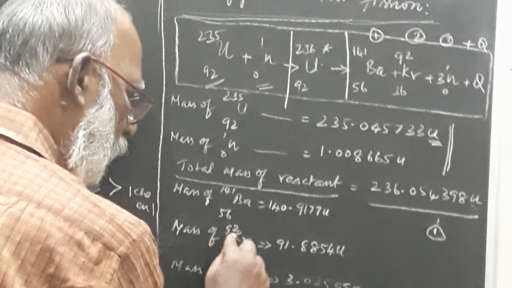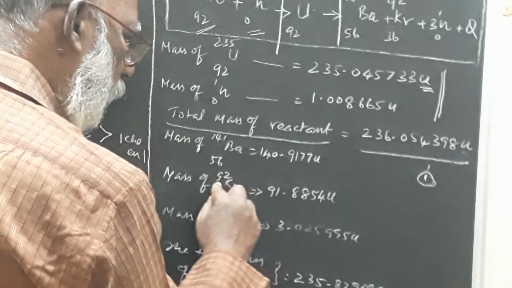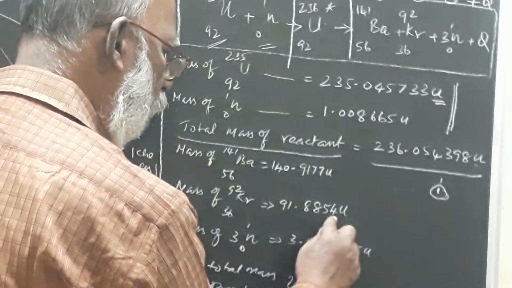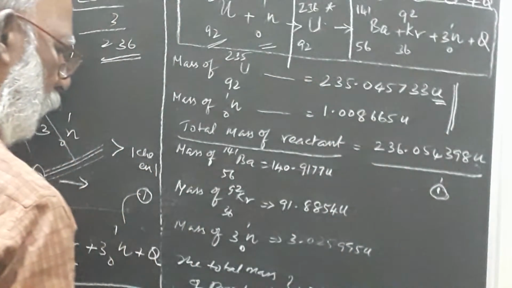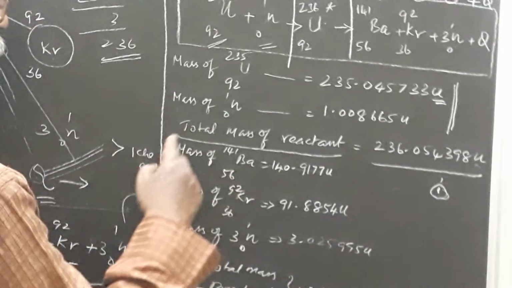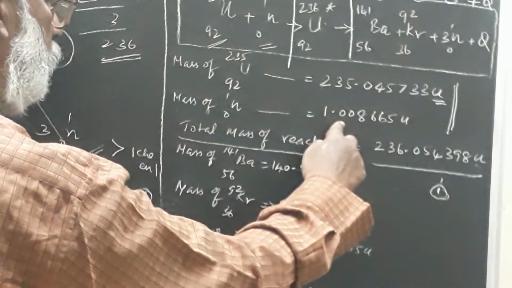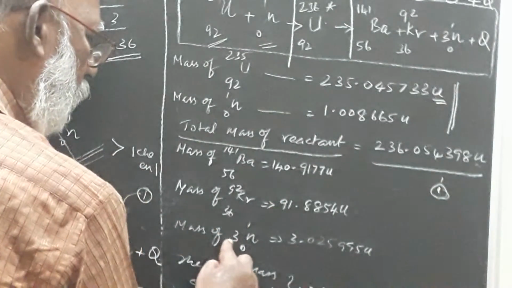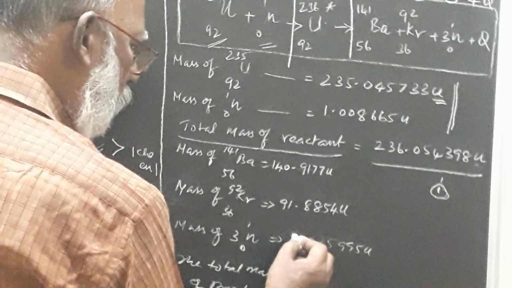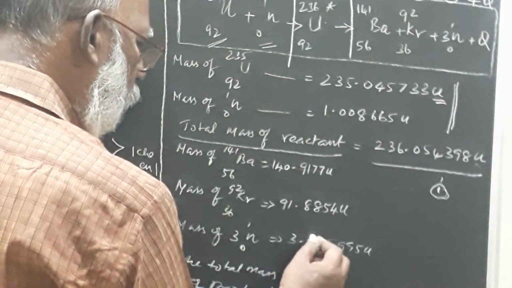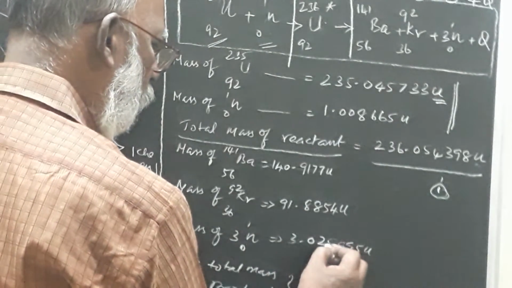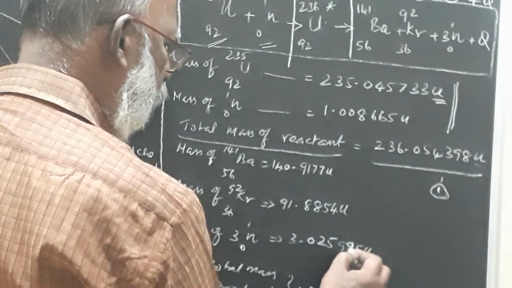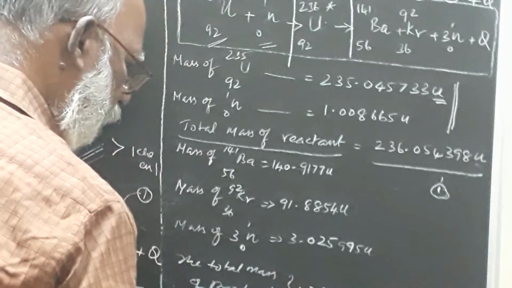Krypton is not exactly 92, but equivalent to 91.8854 atomic mass unit. Then the mass of neutron, we already know the mass of a neutron. One neutron is equal to 1.008, multiplied by 3, then we get the mass of 3 neutrons, which is equivalent to 3.025 atomic mass unit.